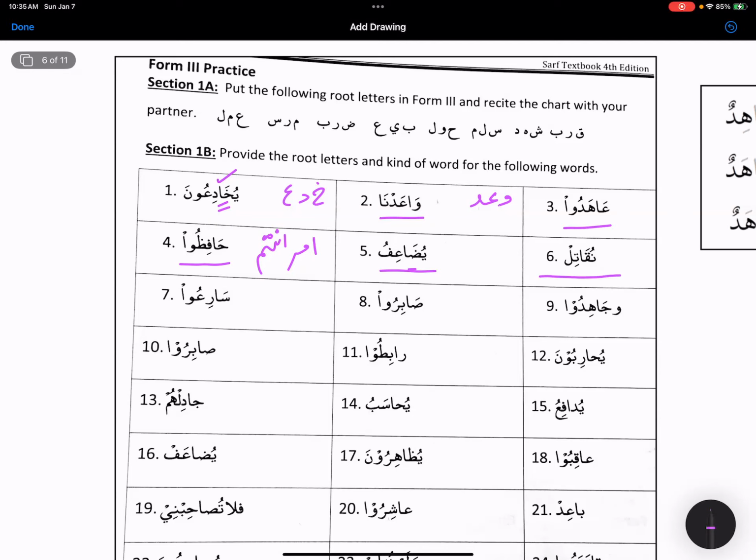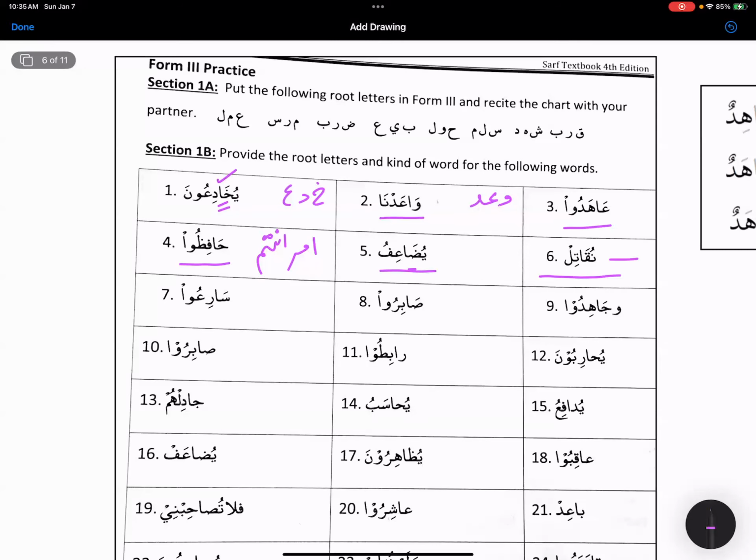Okay, next one, nuqatil. The root is qaf, ta, lam, bab Jahida, and it's a fail amr, nuqatil. Very good. And the fail is here, nahnu. Ustad, that's nuqatil. You're saying nuqatil, Amar? No, sorry, what did you say? In front of it, if there is something, it would be majzoom.